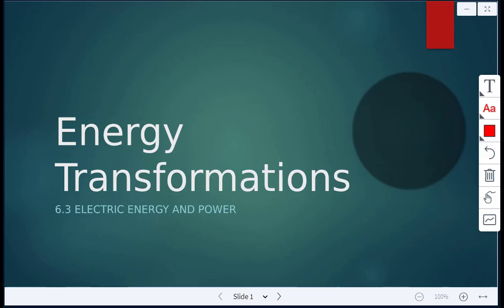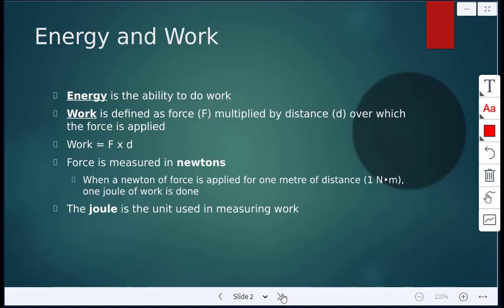All right, today's lesson is 6.3, electric energy and power. So we've already defined what energy is. Energy is the ability to do work, and work is defined as force, which is capital F, multiplied by distance, represented by the lowercase d, over which the force is applied. So basically the formula for work is force times distance.